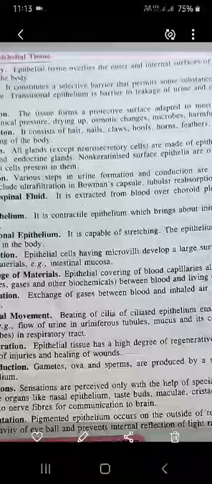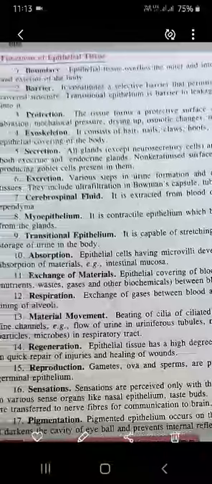Excretion. Various steps in urine formation and conduction are carried out by the epithelial tissue. They include ultrafiltration in Bowman's capsule, tubular reabsorption, and tubular secretion. What do you mean by excretion? The removal of waste products from the body. So the epithelial tissue plays a main role in that.